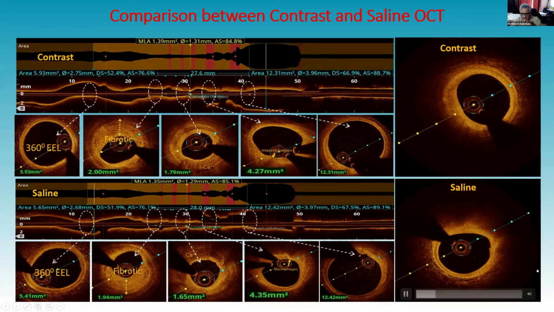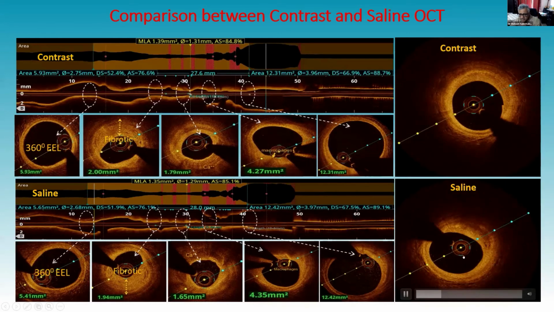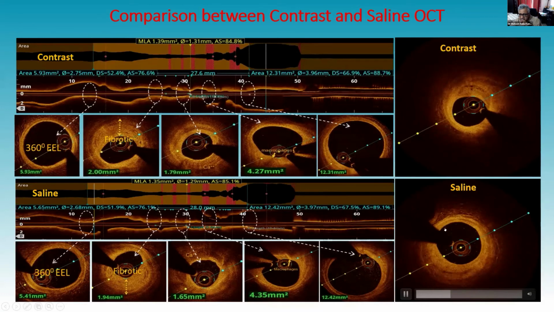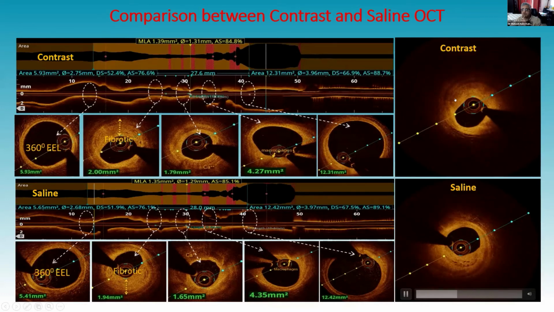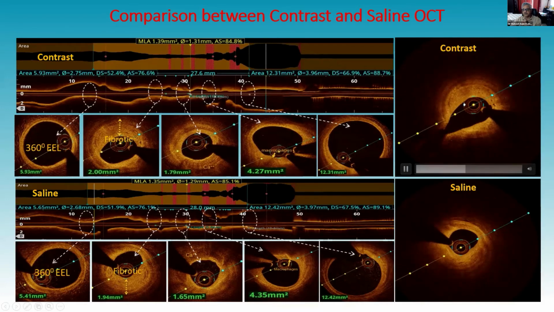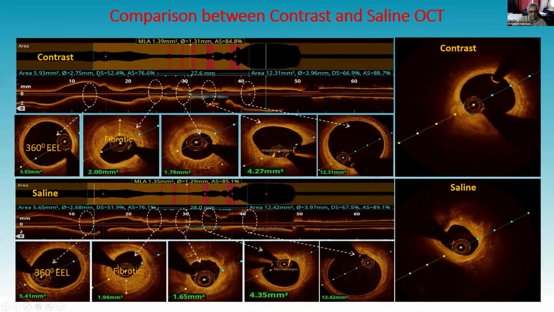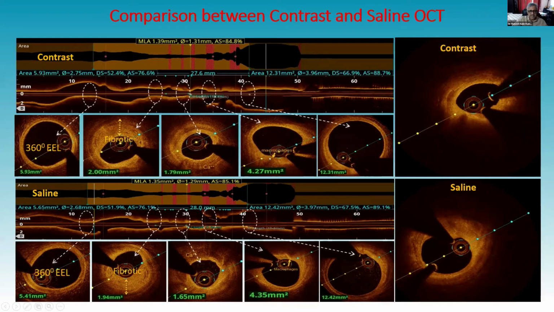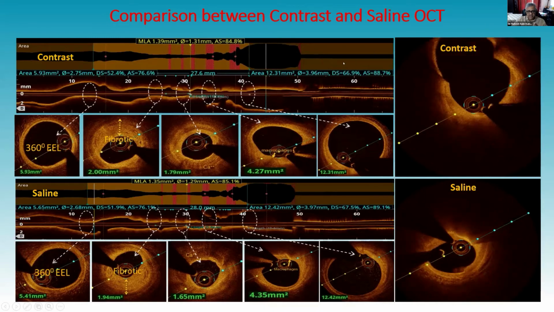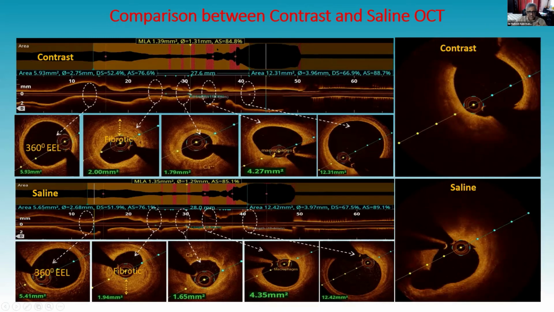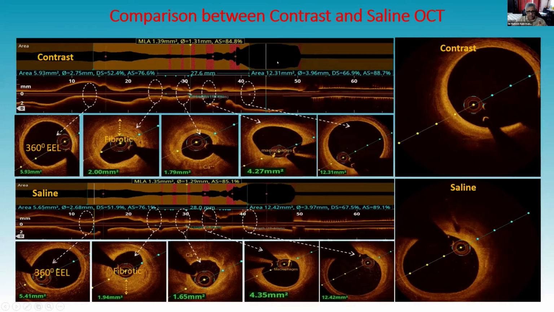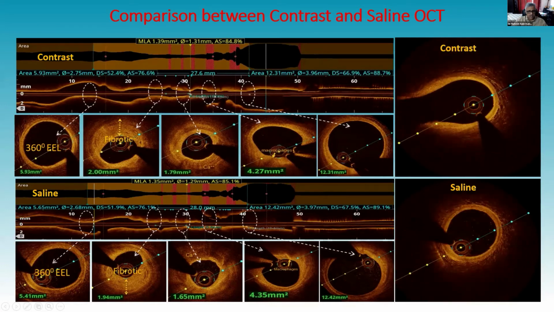Unless you look carefully and find a few speckles of RBC inside the saline picture, you will not be able to differentiate which is the better quality, the contrast or the saline picture. What all I can see: 360 degrees EEL, saline, and this is where a fibrotic patch can be seen. The area can be calculated, the diameters can be calculated, and the length can be calculated. All the areas which are very tight are shown in red, and the left main is shown in huge. Left main can be seen.